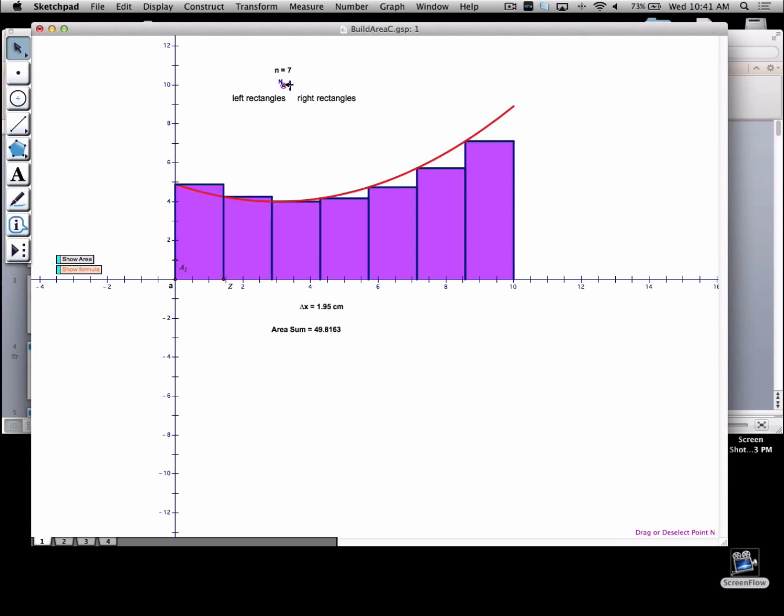Why? Max? It overshoots the graph. This one does. Yes. And this one is an underestimate because it's below the actual area. Okay, so the question is, where do you have wasted space? On the right-hand side, we've got wasted space between the rectangles and the curve. On the left-hand side, we've got wasted space between the curve and the rectangle.